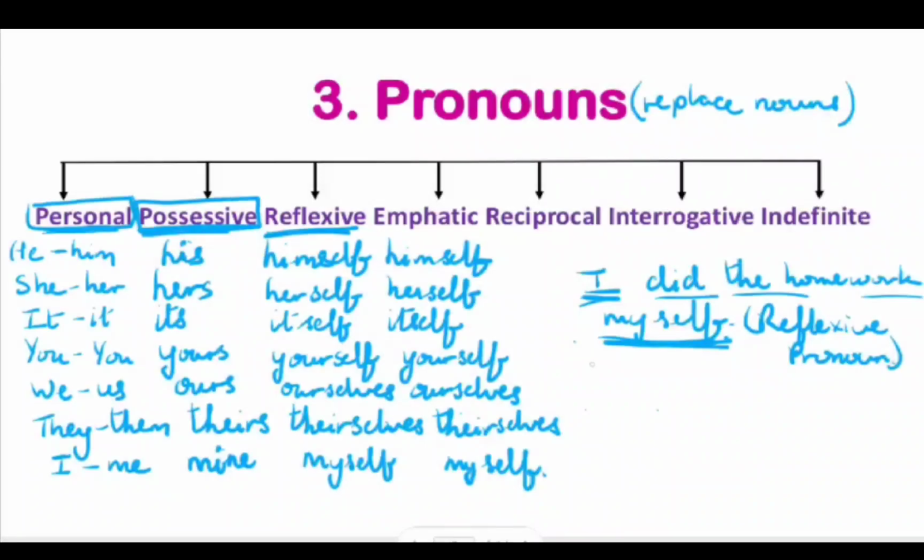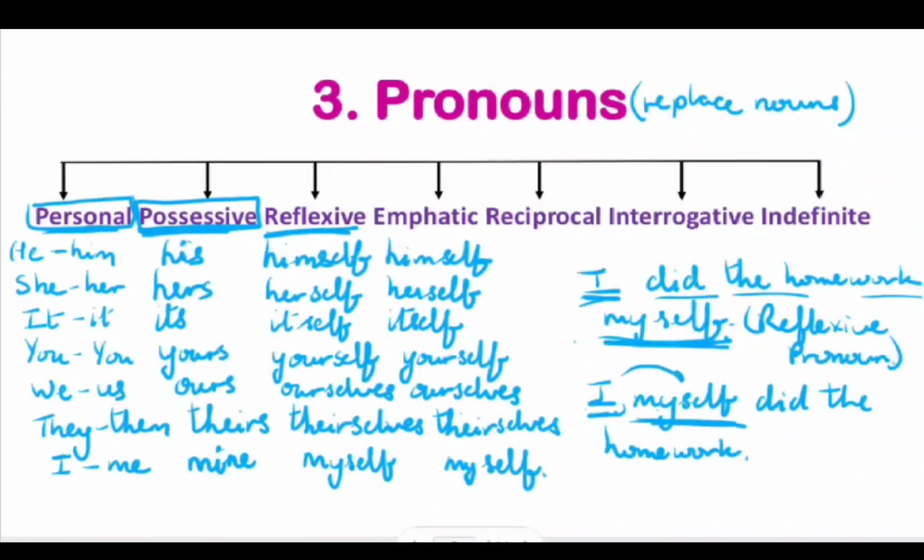Okay, but look at this one. I myself did the homework. So you're emphasizing, no one else, I myself. Here he's emphasizing, don't doubt me. I myself did it. So when they lie next to each other, no gap in the middle, at that time it is an emphatic pronoun. Getting it, children?